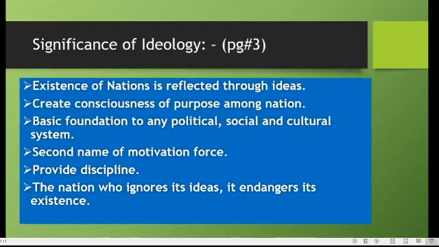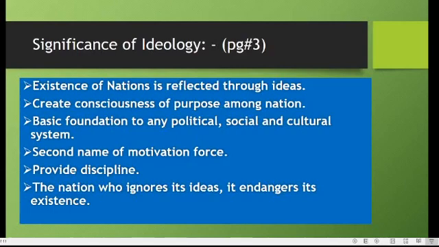Now, what is the significance of this ideology? Why is this ideology really important? The first thing is that the existence of nations is reflected through ideas. Why did we form Pakistan? What was the purpose of the creation of Pakistan? We wanted Pakistan because we wanted an independent state where Muslims can live according to their freedom, according to the principles of Islam. So our ideology defines our purpose. Why we formed Pakistan, our ideology explains this answer.